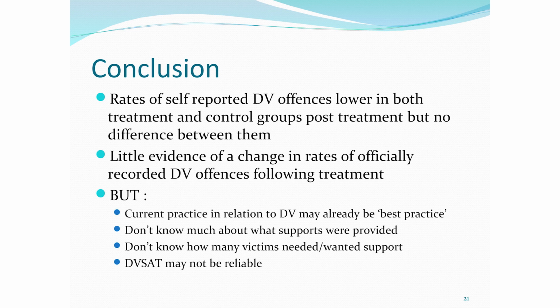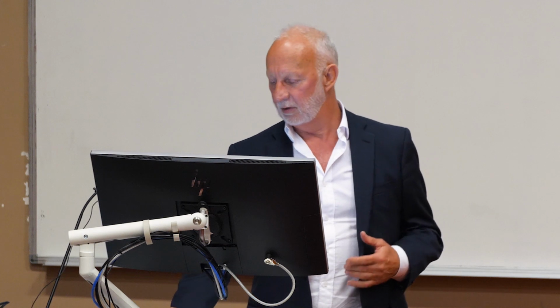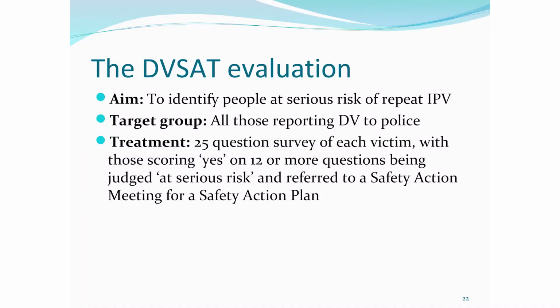The threshold for getting into the Safer Pathway program was this risk assessment tool called the DV-SAT. And we thought the next thing we should do is have a closer look at just how reliable that is as a prediction instrument. So this brings us to the next study, which is the DV-SAT evaluation, and we wanted to identify people who are at serious risk of IPV.